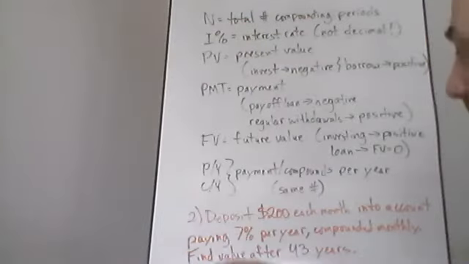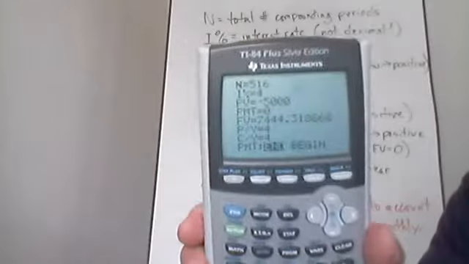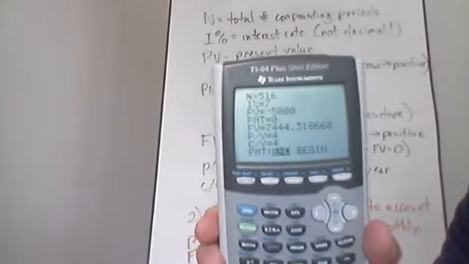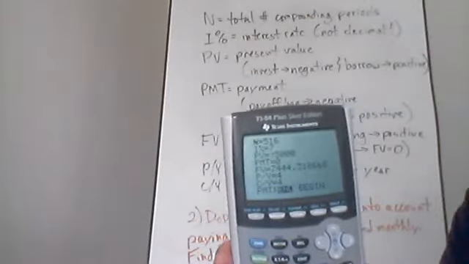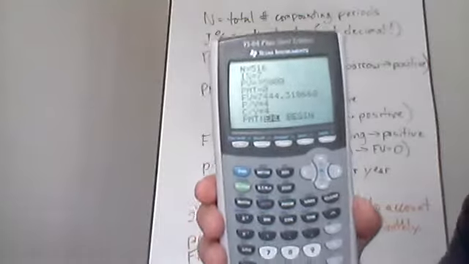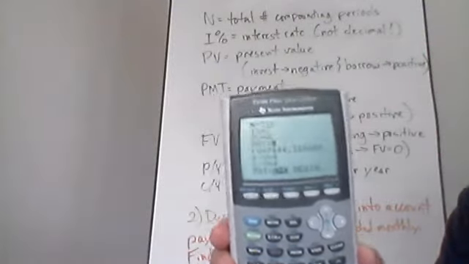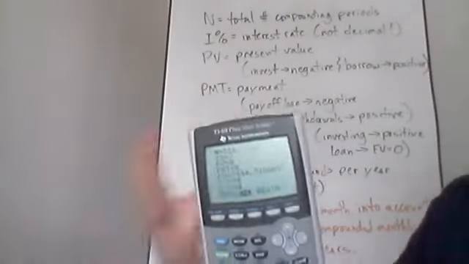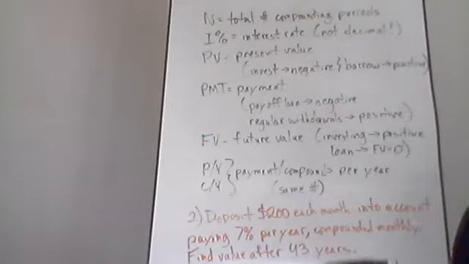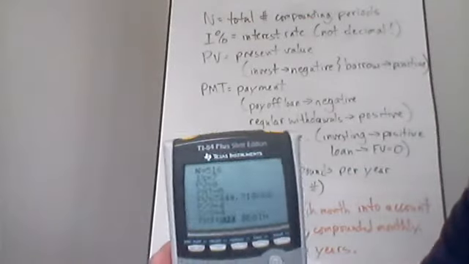My I percent, well, in this case, is paying 7% interest. So remember, don't change that to a decimal. Don't make it 0.07. Your I percent just equals 7%, right? My present value in this case is actually 0, right? He's not investing a lump sum of money up front, like in that last example, where the person just put $5,000 into it. In this case, we're doing $200 each month, right? But we're not starting with a lump sum, so the present value in this case is actually 0.